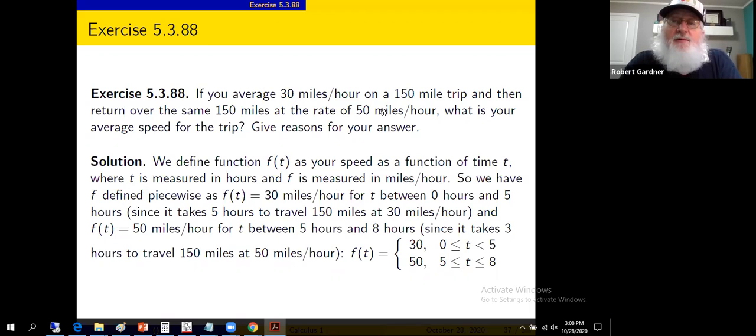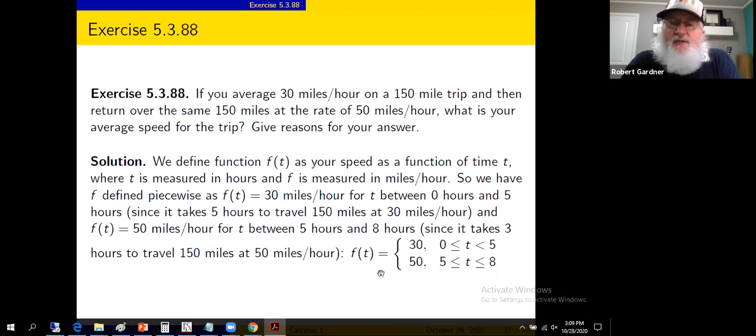It took 5 hours to drive this 150 miles at 30 miles per hour. And f of t is 50 miles per hour between t equals 5 hours and 8 hours. You turned around and came back. You traveled 150 miles at 50 miles an hour. That's going to take a total of 3 hours. So it's a weighted average is what you're finding here, but we'll do it in terms of integrals and areas.